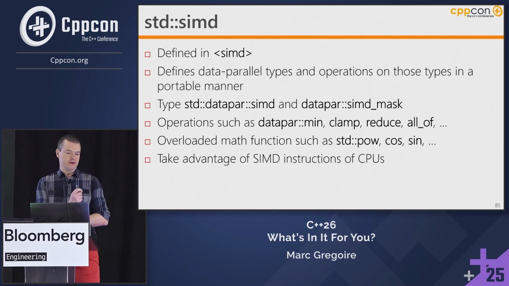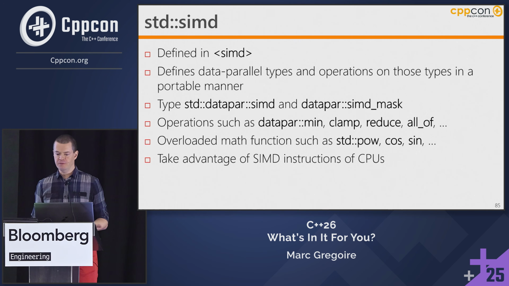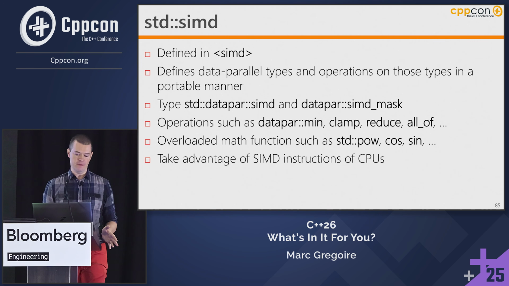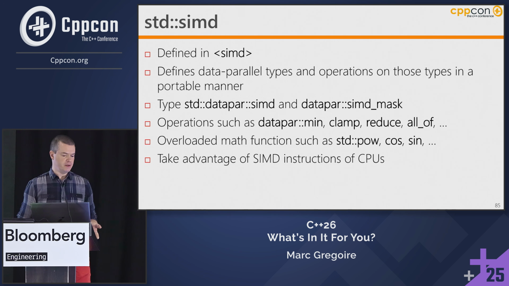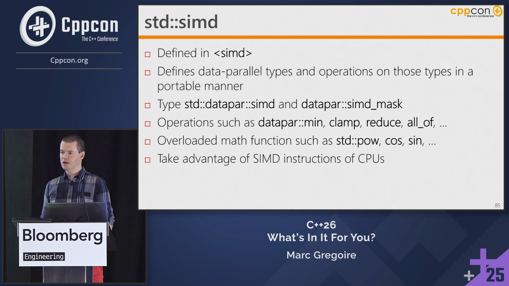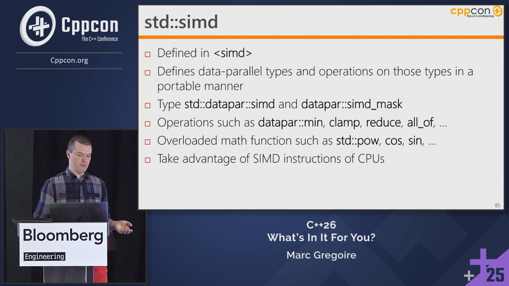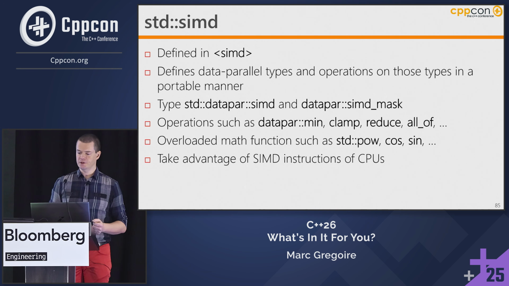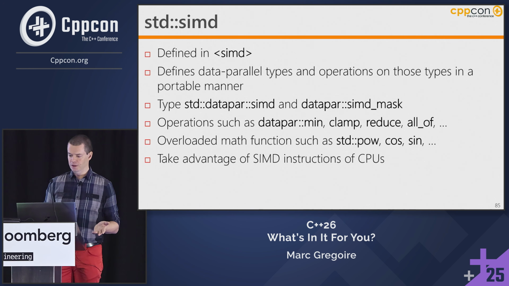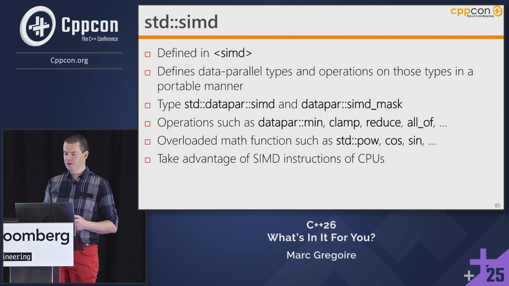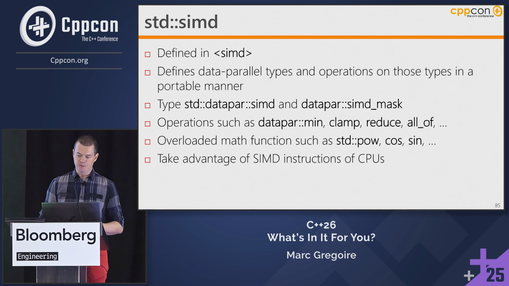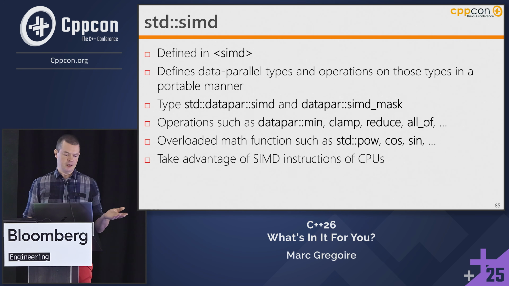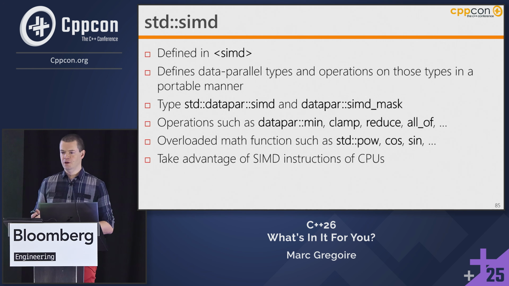And finally, there is a new header called simd. It defines a bunch of data parallel types and operations, all in a portable manner. So we have two data types. We have data_par::simd and data_par::simd_mask. simd_mask is basically a simd data type where the type is a Boolean. And we have a whole bunch of overloaded math functions that work on such data in parallel. And all these operations can take advantage of the SIMD instructions that are available on all of the latest CPUs. This is, again, a rather complicated topic, so I'm not going to go into too much detail.